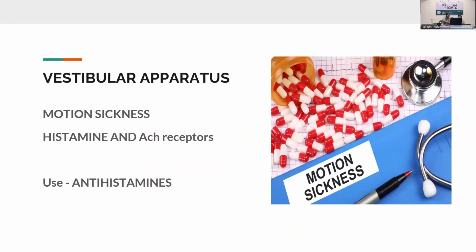And what do we give for that? Very simple, an antihistamine. If histamine is causing the problem, we have to block the histamine. If dopamine is causing the problem, we have to give an anti-dopamine, like a dopamine antagonist. If serotonin is causing the problem, we have to give an anti-serotonin, that is ondansetron, for example. So here you can give antihistamines.